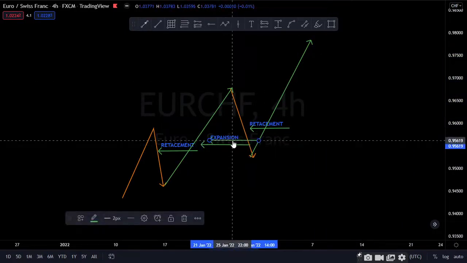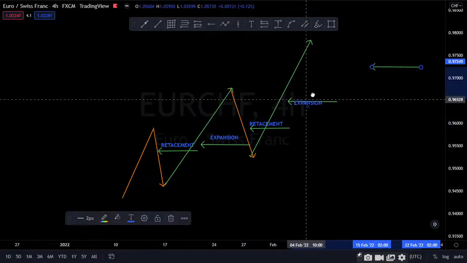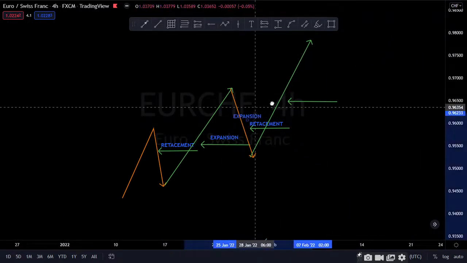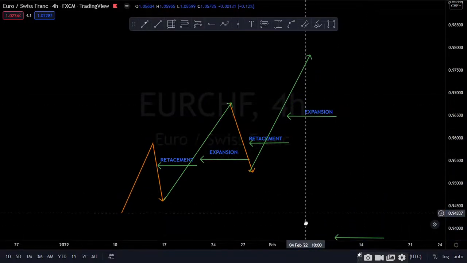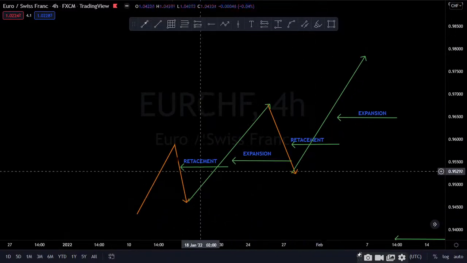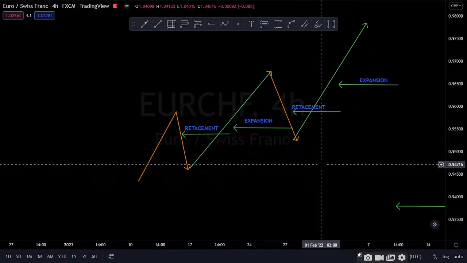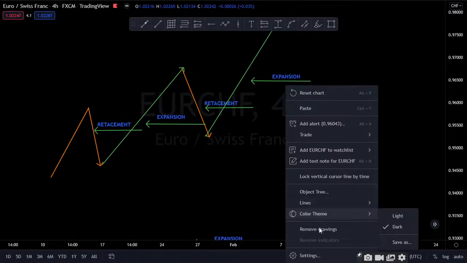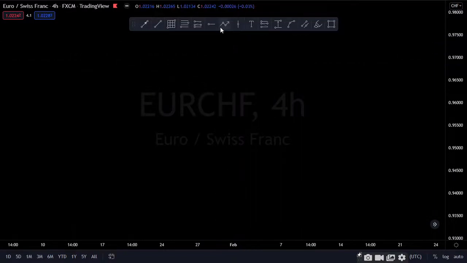Okay, so the green areas are called expansion, and the gold areas are called retracement. I think we can all see. So we have the expansion, the retracement, the expansion, and then the retracement. This is how bullish market structure looks. Good, so now let's move on.